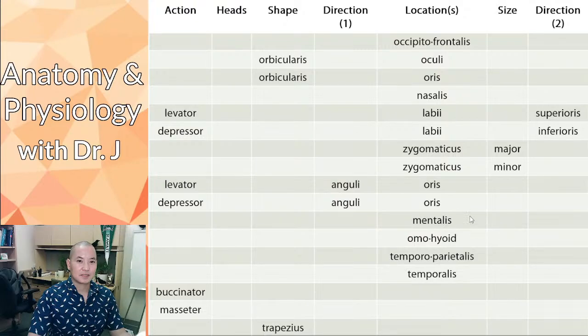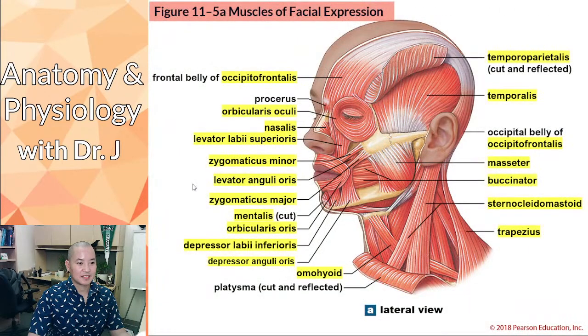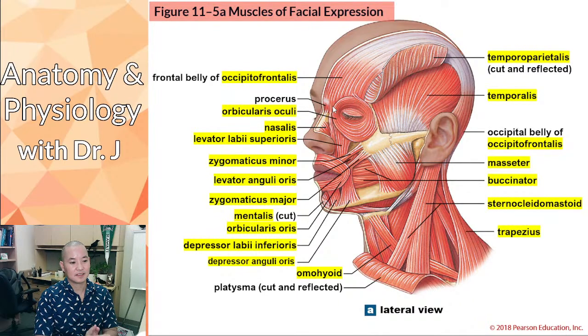So just by knowing these root words, you already know a lot. And these are the ones we know. And hey, in this view right here, all we have to our left are some things like the procerus over here, right between your brows, and the platysma over here.